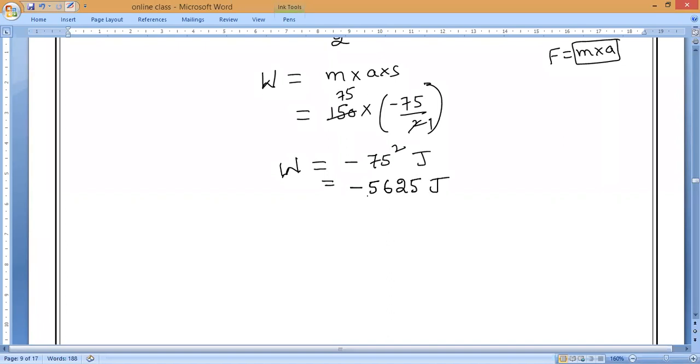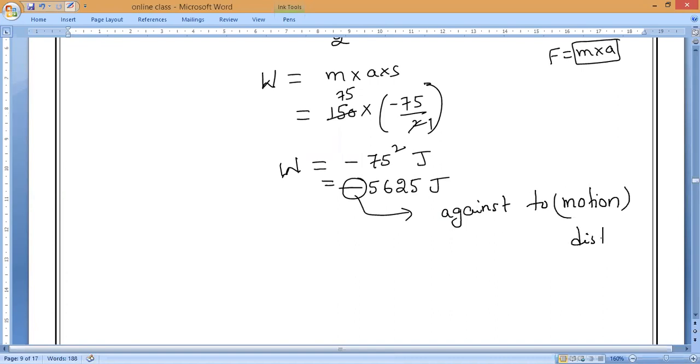Minus 5625 joules. So this minus is indicating what? Work done against the motion, against the force. Against the motion means against the displacement. It means the car is moving. A scooter, I don't know how to draw a scooter, but okay, we can draw it like this. The scooter is moving like this and force is applied like this.